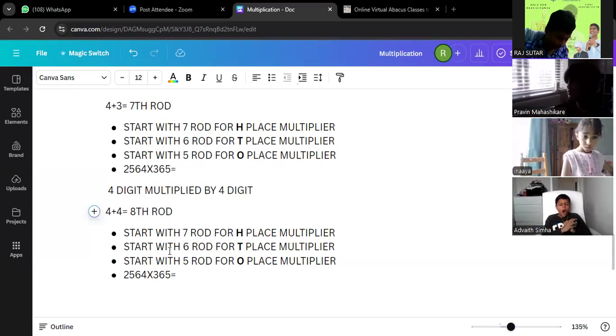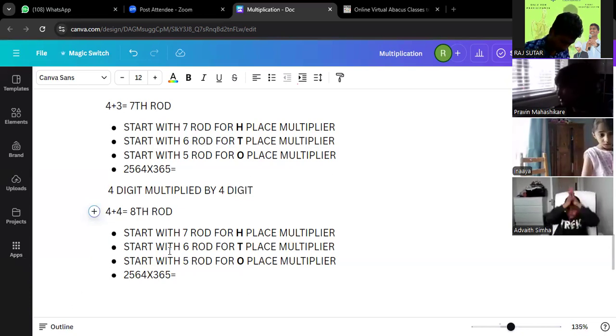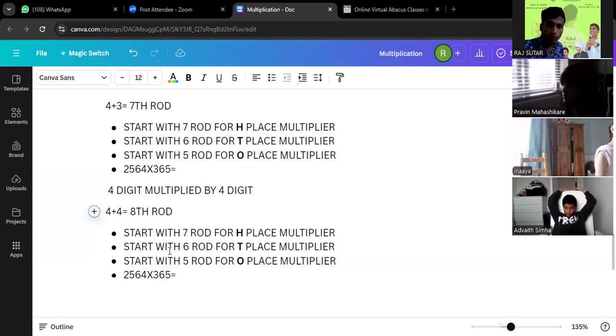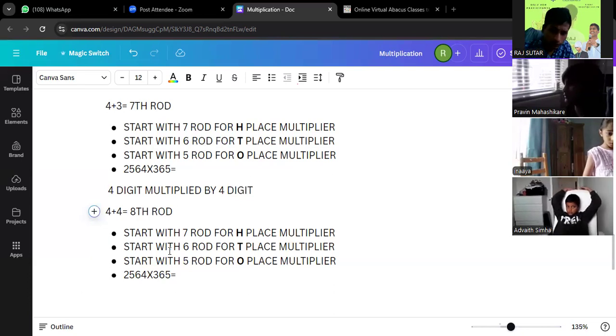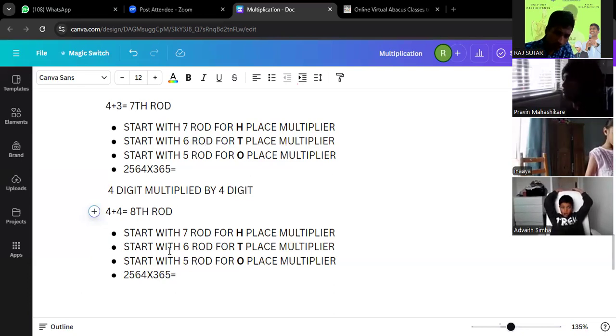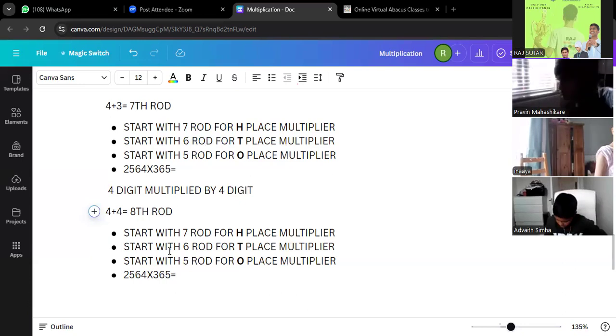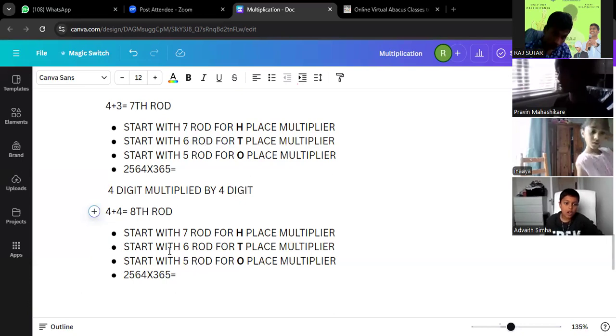For which sum, Pranil? For 8596 multiplied by 35. No, it's not correct. You made a small mistake. It's 300860, Pranil, but I hope you have got the concept. Okay, Advait, this answer is for what? 2564 times 365.